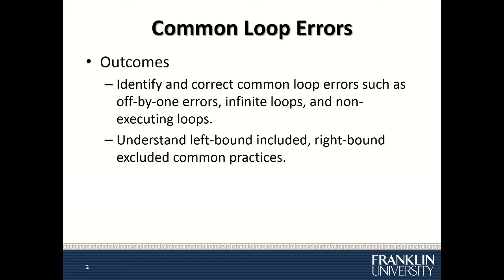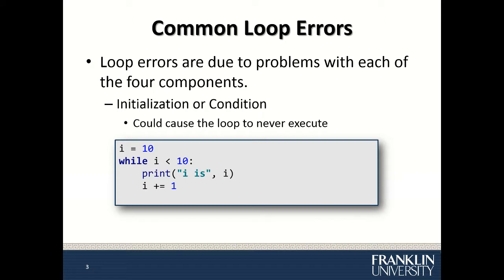I also want to talk about the left bound include and right bound exclude common practice and why we do that. We call this the four parts of every loop, and loop errors are due to a problem with each of the four components. It could be an initialization or condition problem. Take a look at this problem here. Can you see what's wrong with this loop?